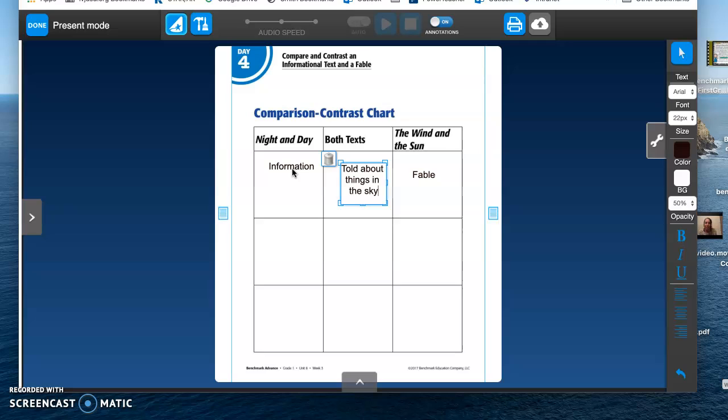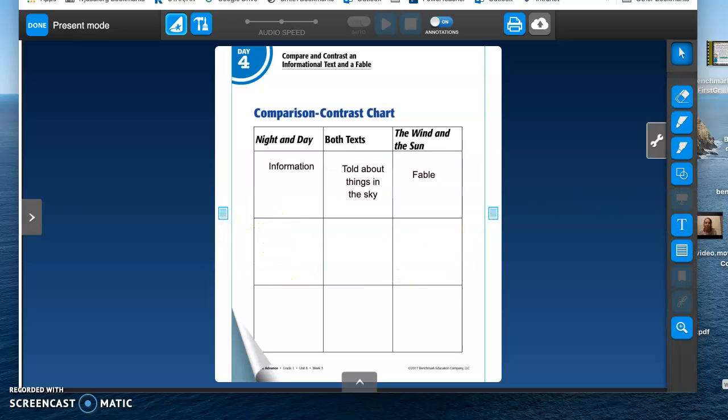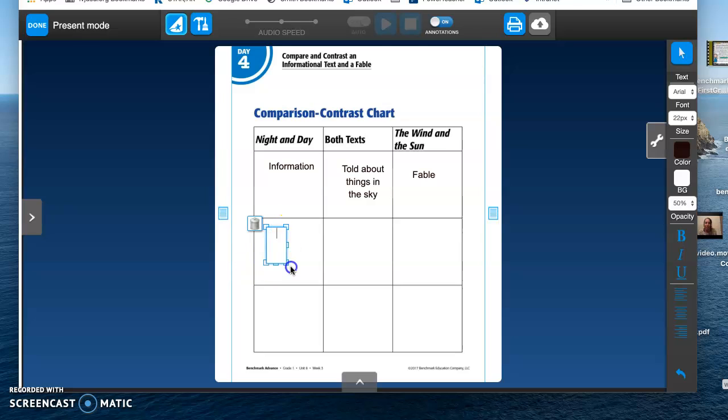Now let's think of some more features that the text had. What type of features did Night and Day have? Did it have characters, a setting? Did it tell facts about real things? Night and Day gave us facts. The Wind and the Sun tells a story. It had characters.